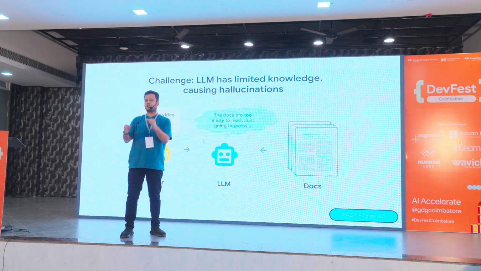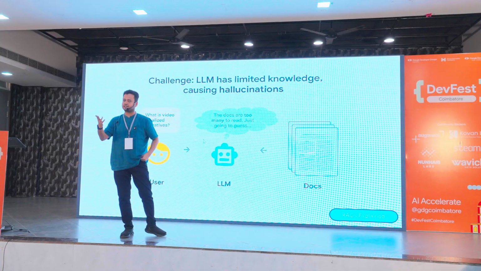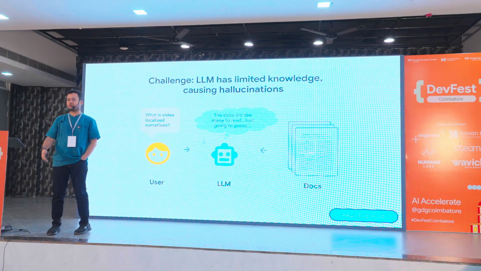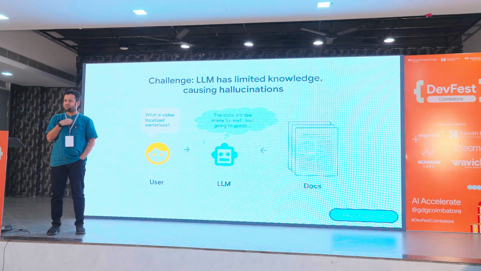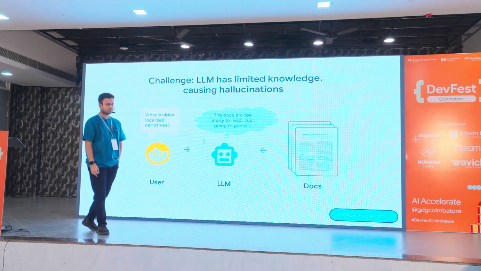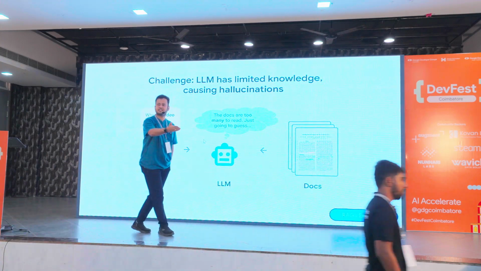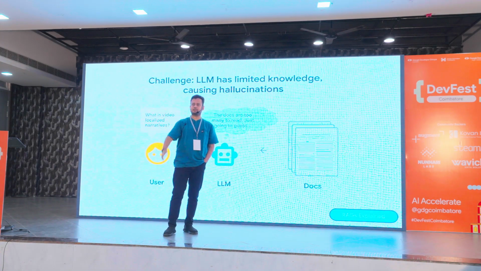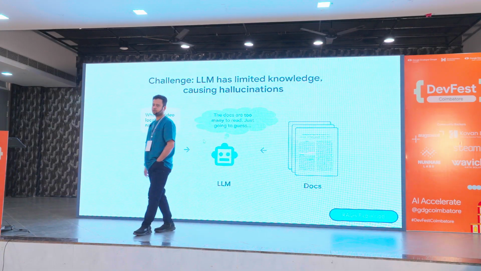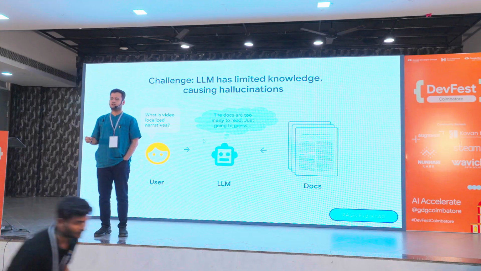Why did Gemini not answer this query? Can anyone tell me? For all of you use LLMs at this point of time. For a query like a personal context that I have, why wasn't Gemini able to answer this? Doesn't have access to the data. What else? It is trained on mass data. Sorry?